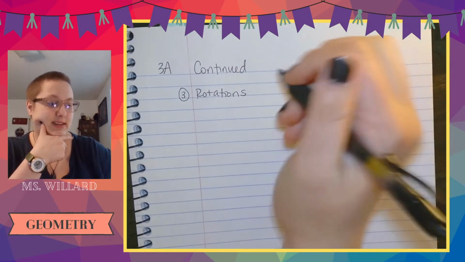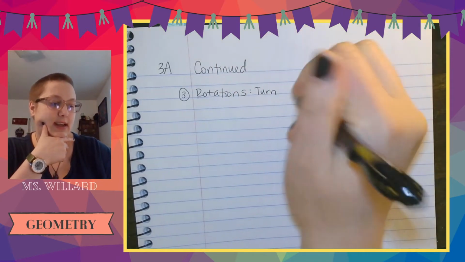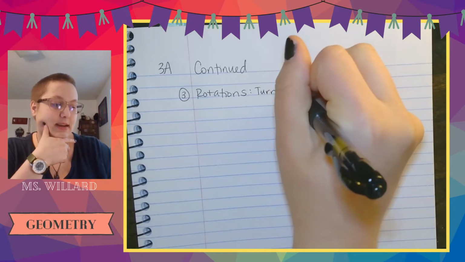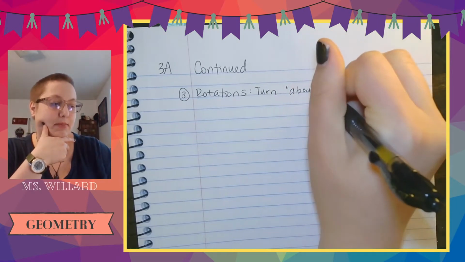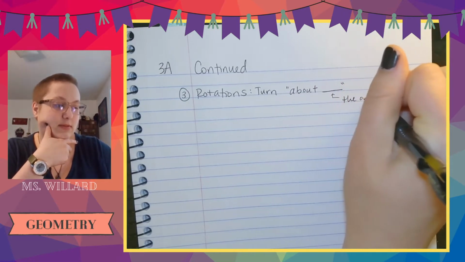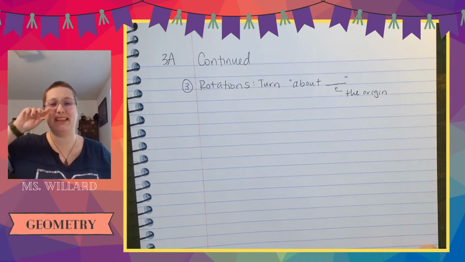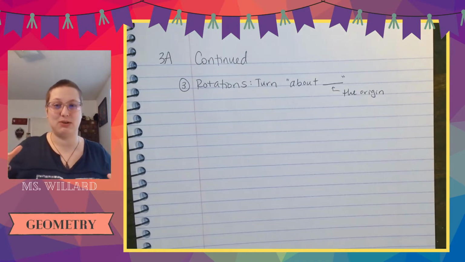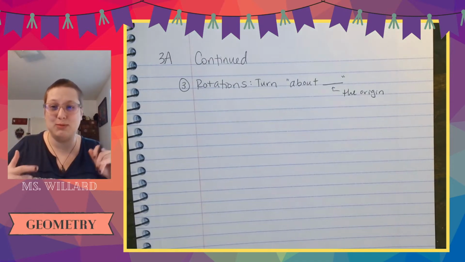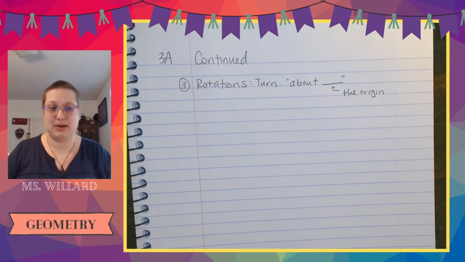We're doing rotations. Now, rotations are like a turn. And what these ones say is it says about blank. This is generally the origin, but it could be any point technically. I think that we're going to keep it low level with just the origin, but I might do some challenge problems where I give you points like the 0.11 or something like that. So let's talk about how to do this.